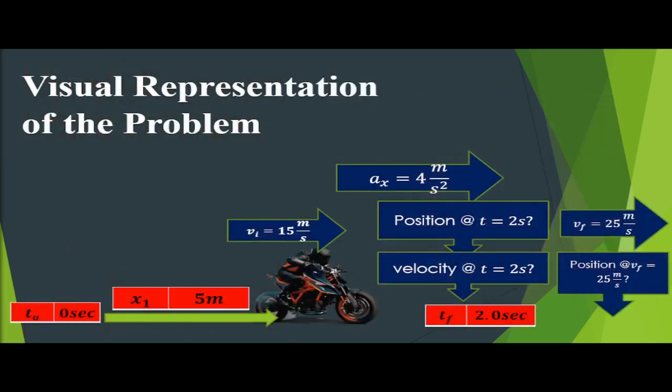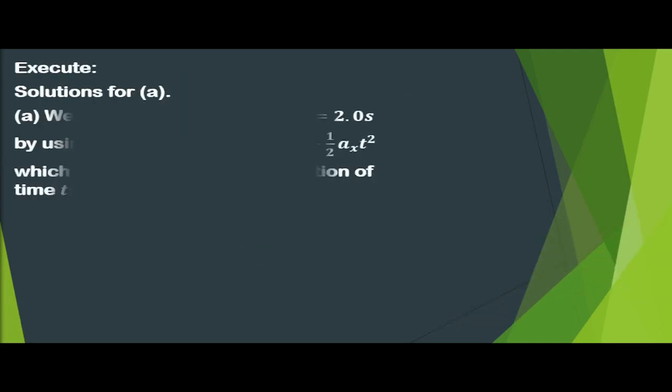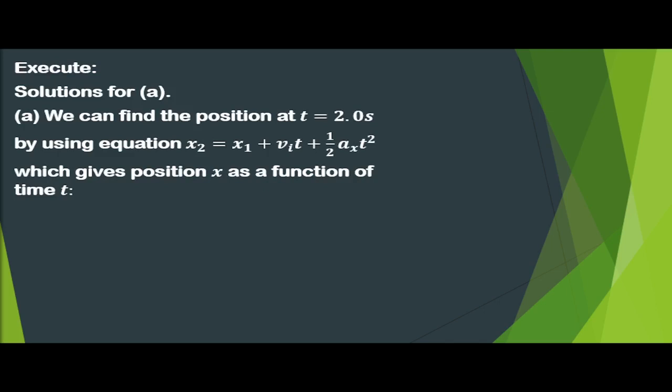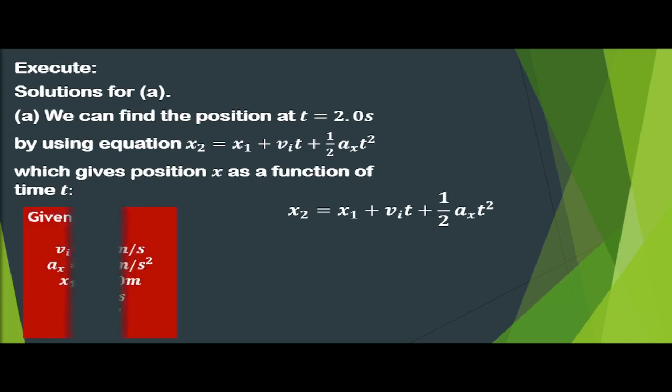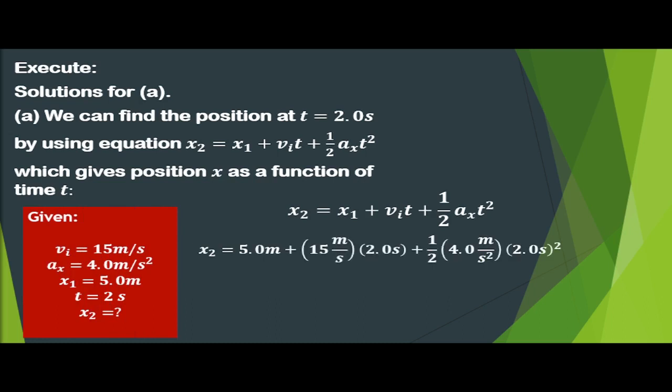Let's solve for part A. We can find the position at time t equals 2 seconds by using this equation: x sub 2 is equal to x sub 1 plus v sub i times t plus 1 half times a sub x times t squared, which gives position x as a function of time t. Substitute the given values into the equation. After solving and simplifying the results, we find that x sub 2 is equal to 43 meters.